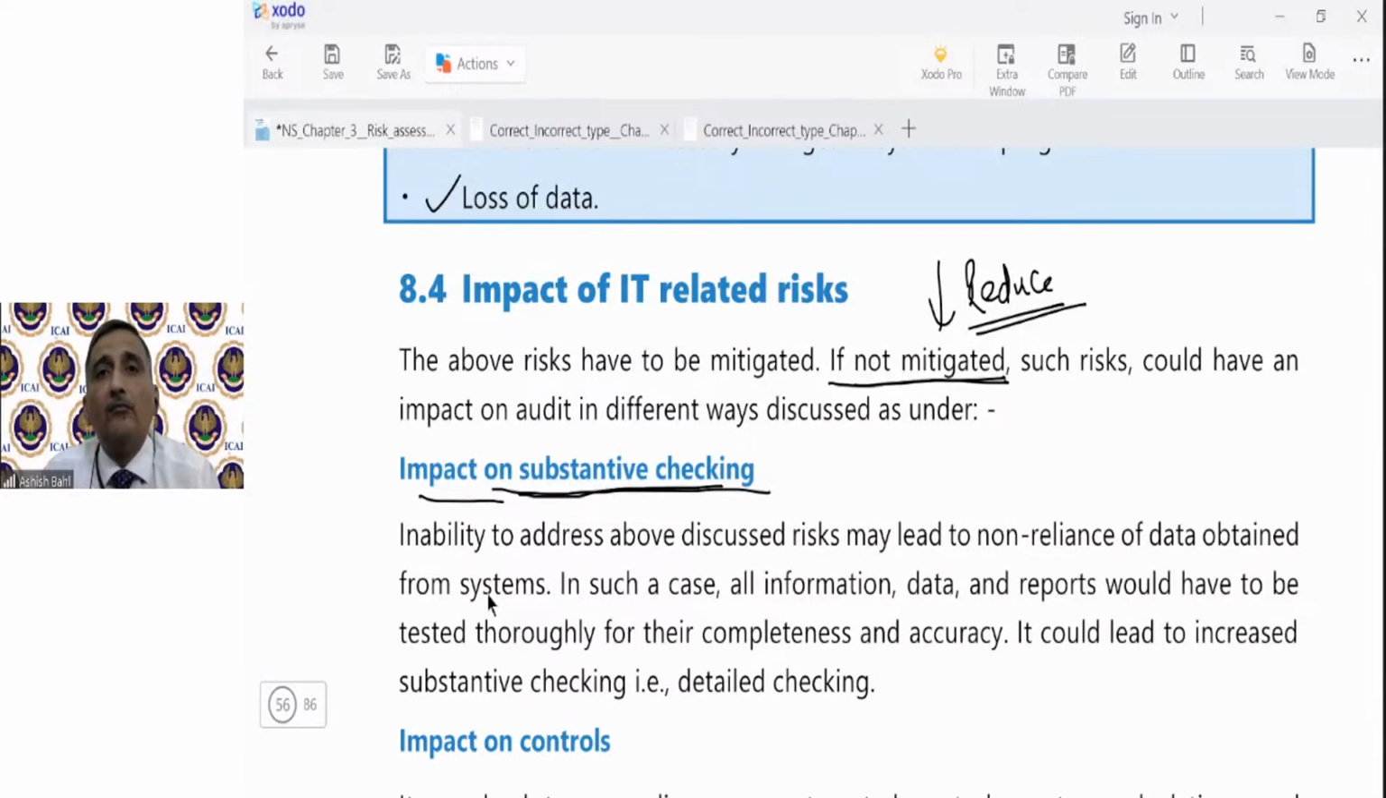Okay, how complex it is, whether it involves integration of all business processes. All these things have to be considered by the auditor. So basically you have to remember that the auditor has to gain an understanding of the IT system prevailing in the organization, prevailing in the company. Okay.